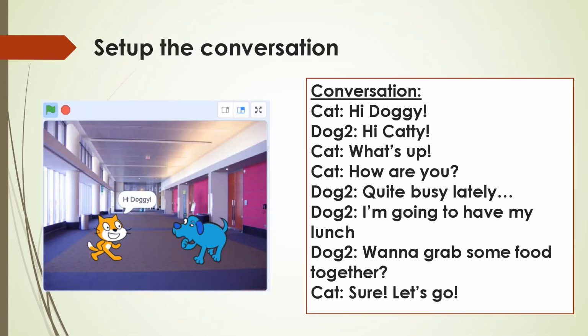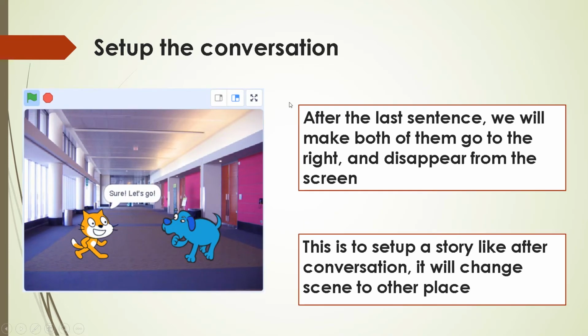Okay, this is a conversation between a dog and a cat. So the cat will say hi doggy and the dog says hi catty. And the last sentence is the cat will say sure let's go, meaning they are going to leave the scene. So after the last sentence, sure let's go, we'll make both of them go to the right and disappear from the screen. This sets up a story where after the conversation it will change scene to another place. And we need to learn how to create the scene and make the transition of the scene.